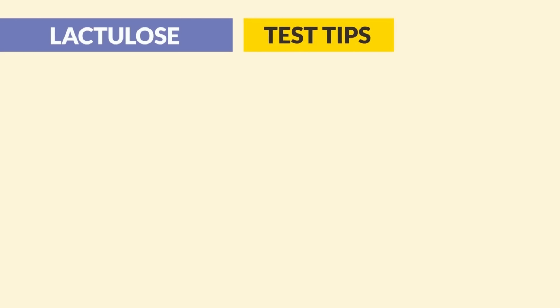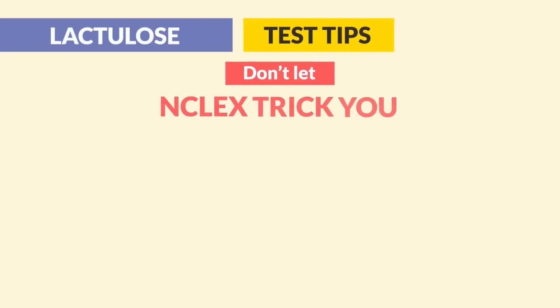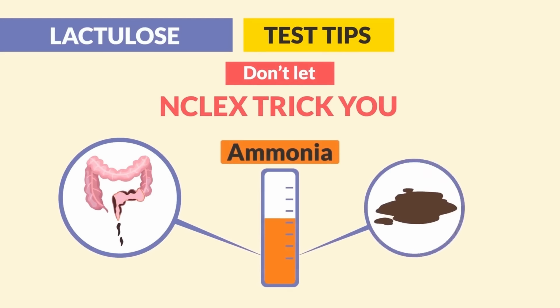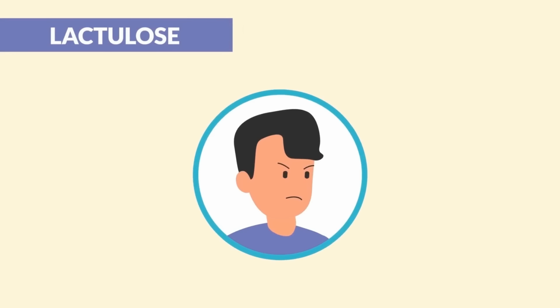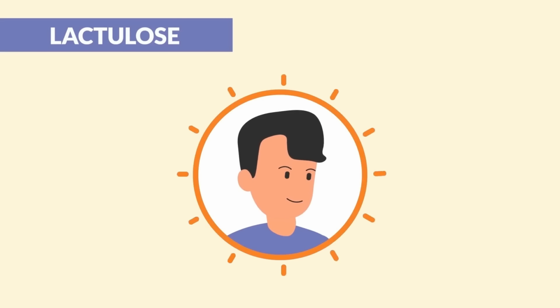Guys, the biggest test tip I can give you here is don't let the NCLEX trick you. Diarrhea and loose stools are not indicators that ammonia levels are decreasing. The only indicator here is improved mental status. That's how you know the drug is working.